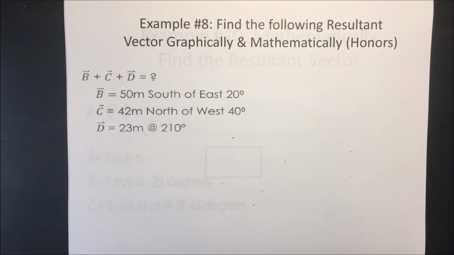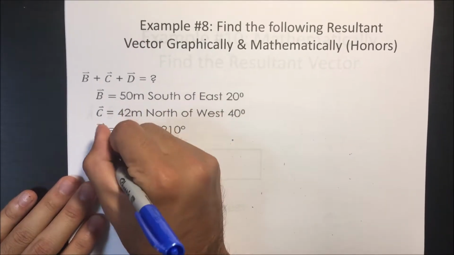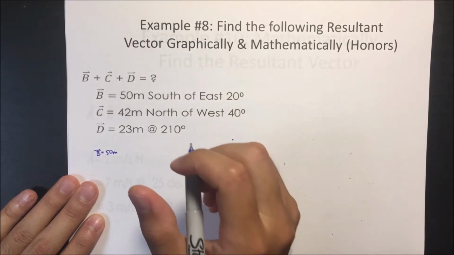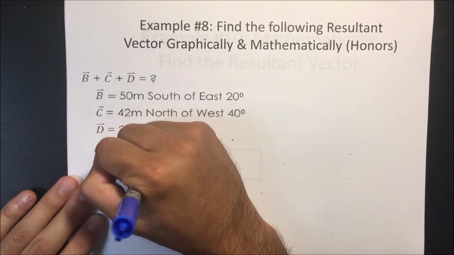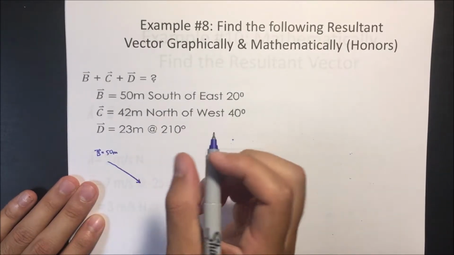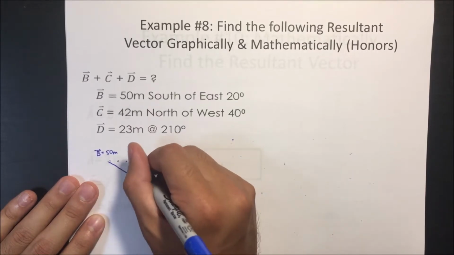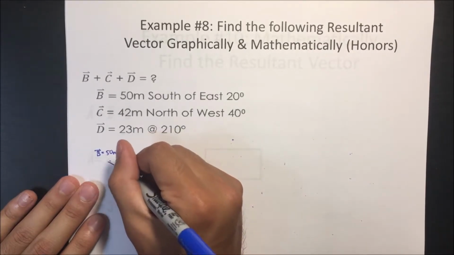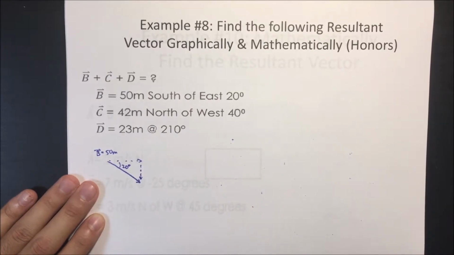So let's just look at this. Vector B is 50 meters south of east 20 degrees. I'm just going to draw that over here. 50 meters south of east. It's going to look something like this, and we have 50 meters, and this is going to be 20 degrees south of east.